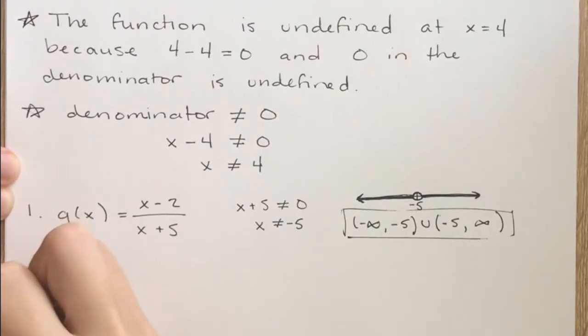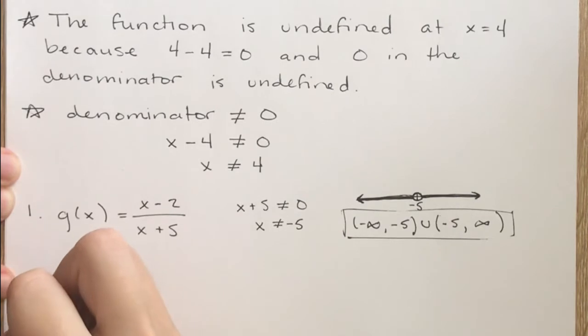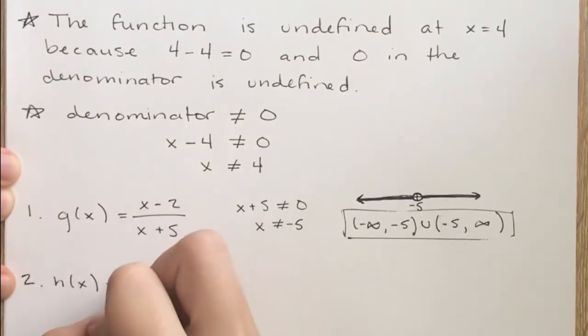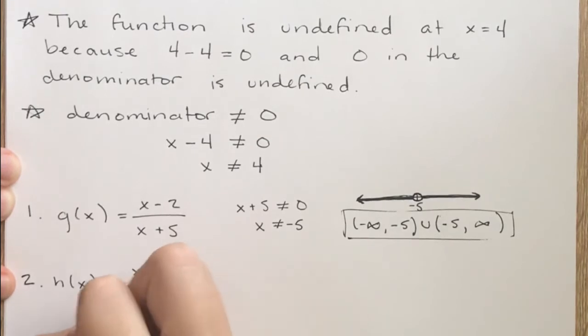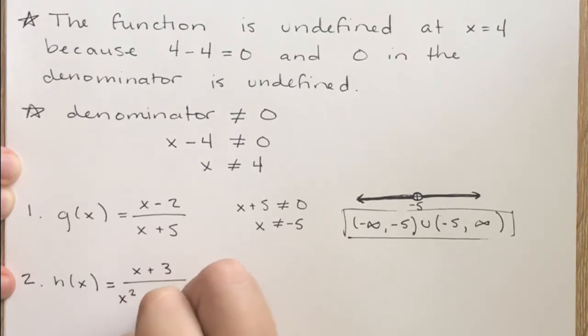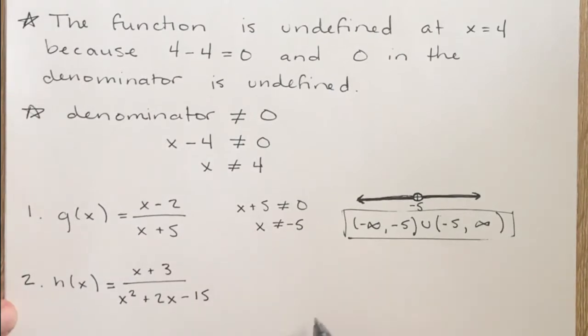All right, let's look at number 2. So this is h of x equals x plus 3 over x squared plus 2x minus 15. Like we said last time, we don't have anything funky going on in our numerator, so we just have to pay attention to what's going on in the denominator.